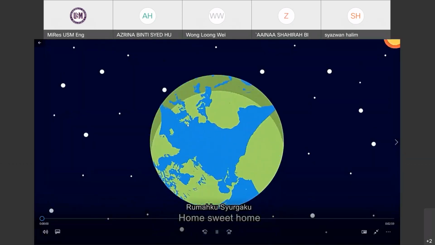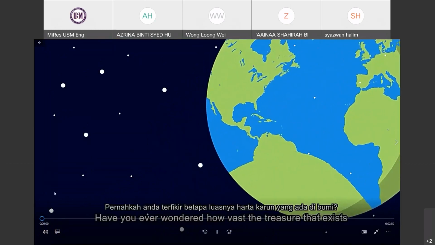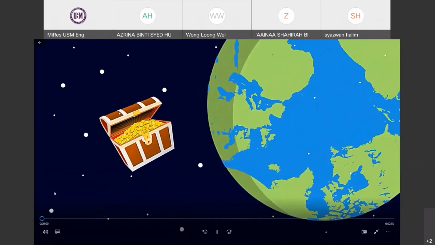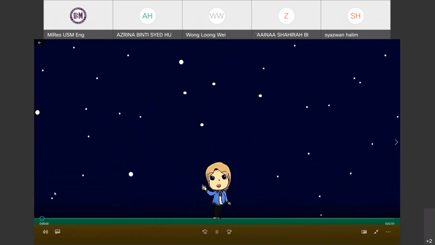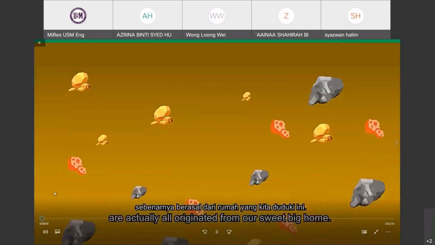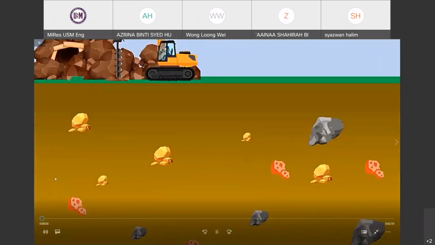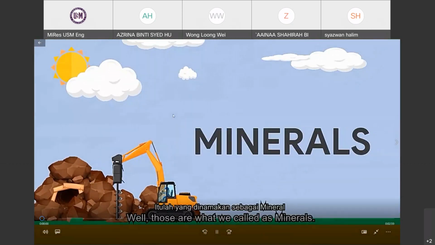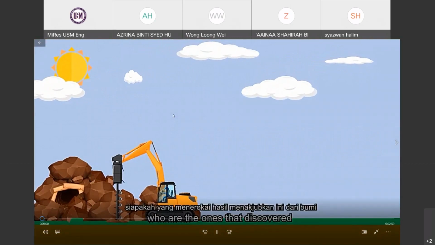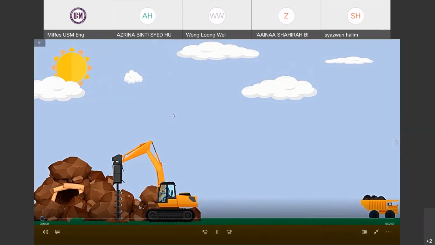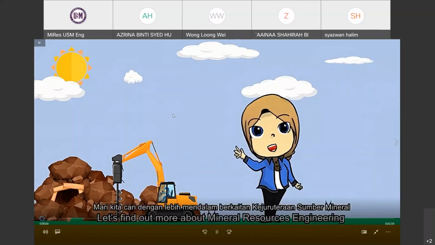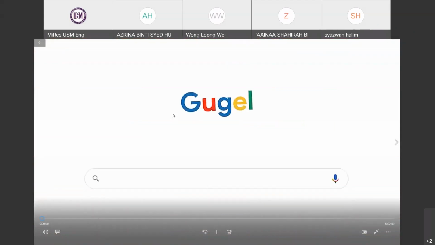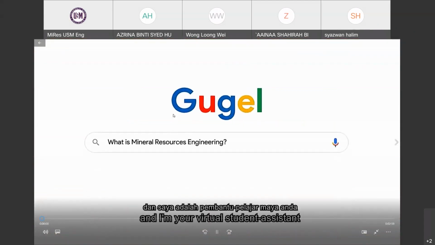Earth, home sweet home. Have you ever wondered how vast the treasure that exists within the earth is? It is beyond amazing how much the earth keeps this treasure deep within itself. Tin, copper, and even gold all originate from our sweet big home. Well, those are what we call minerals. Speaking about gold and stuff. Exactly, who are the ones that discovered the magnificent treasure of the earth? Now, that is the job for mineral resource engineers. Let's find out more about mineral resource engineering. I am Aainaa and I'm your virtual student assistant.